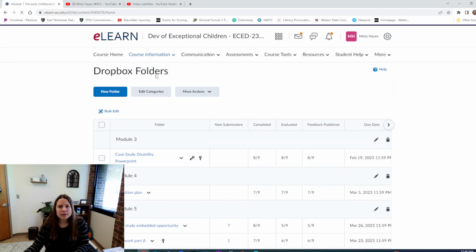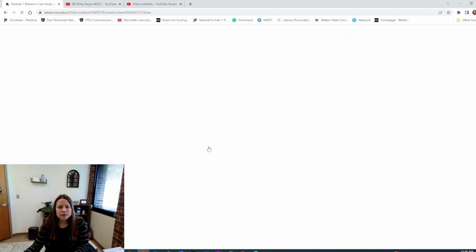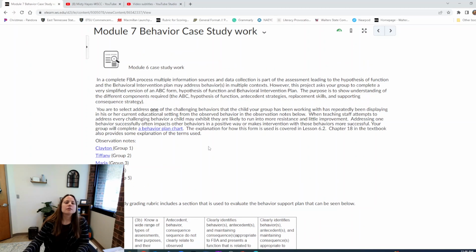Let's go back to week 7. The behavior plan is the very first one, right? So when we're talking about an FBA, I just wanted to note, that means a functional behavior analysis. This means that you have a student who maybe needs a behavior intervention plan, right? So this project is really asking you to complete a version of the ABC form hypothesis, right, of function. So what's the trigger? What's causing the child to behave this way? And what you're going to do is select one of the challenging behaviors in your group.